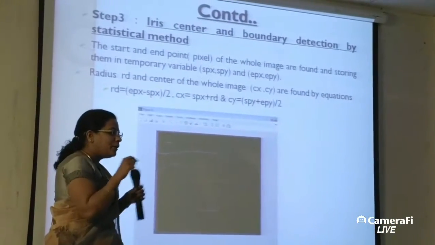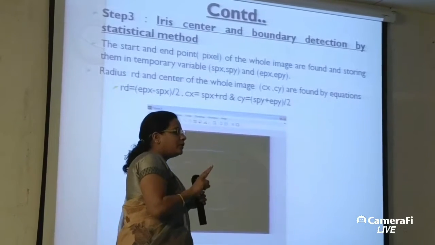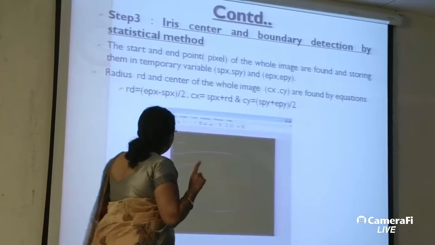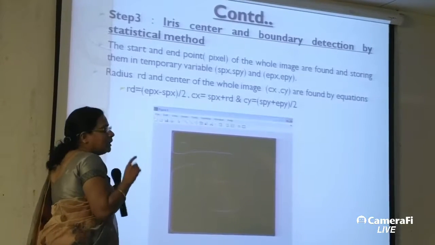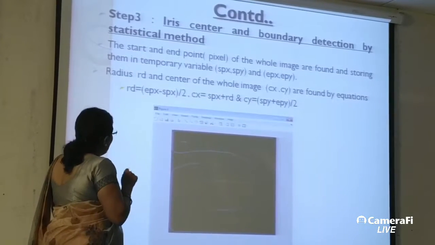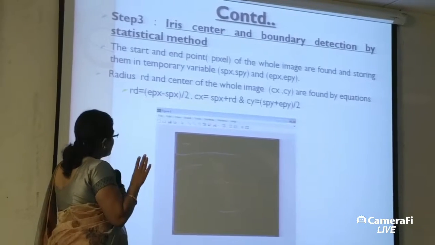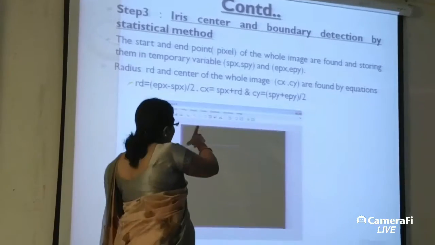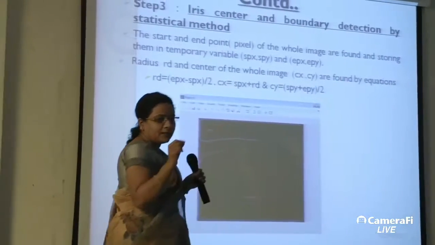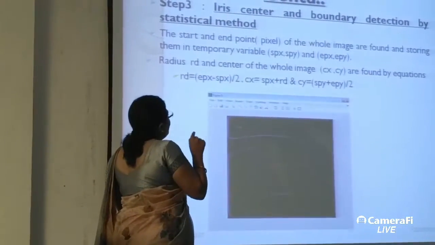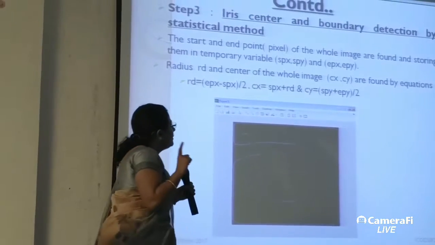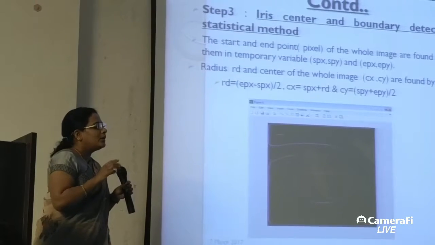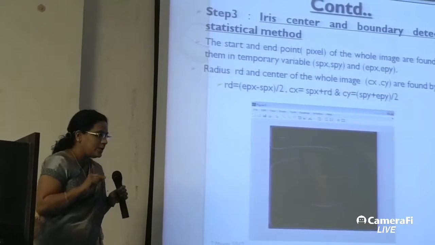the start and end points of the whole image are found, which are stored in the variables SPX, SPY, and EPX and EPY. From these variables, you can find the radius of the whole image, that is, RD equals (EPX minus SPX) divided by 2. CX and CY, the center, are found by these two equations: CX equals SPX plus RD, and CY equals (SPY plus EPY) divided by 2. So the CX and CY that I have got are not the iris center, actually; it is the center of the whole image.